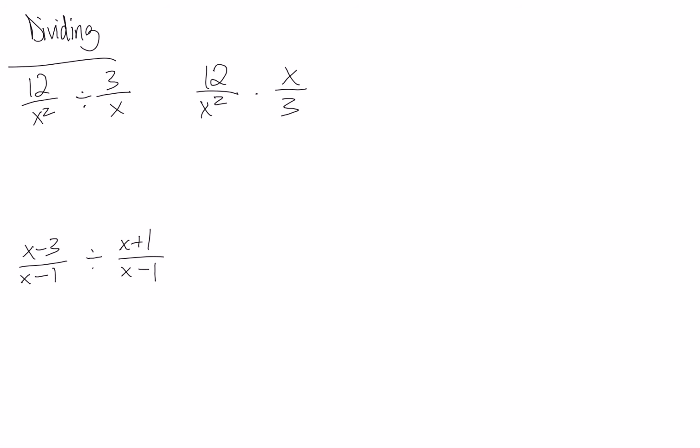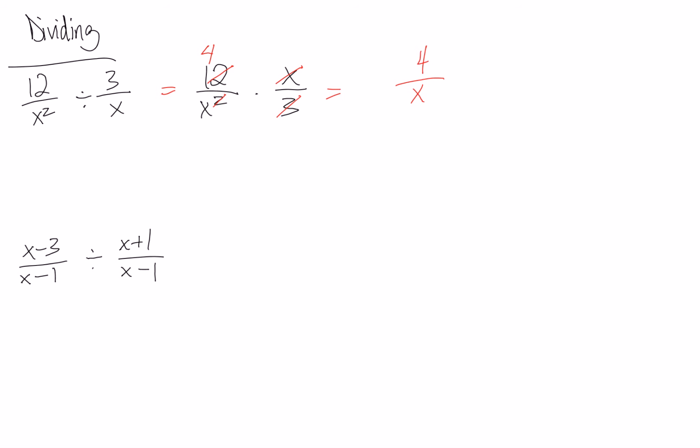So now that we flipped it, we're ready to factor. In this case, there's nothing that needs to get factored. We're ready to cancel, so we can cancel one of the x's with one of the x's on the bottom, and cancel the 3 with the 12, and then leave it with the 4 left over. So our final answer should be 4 on the top and an x on the bottom.